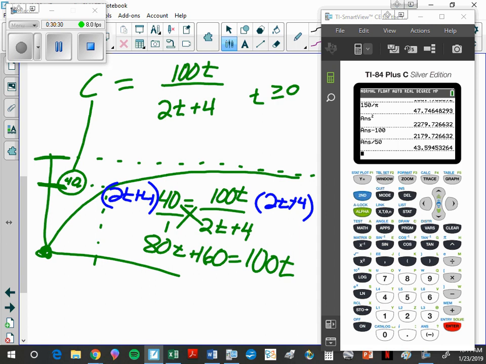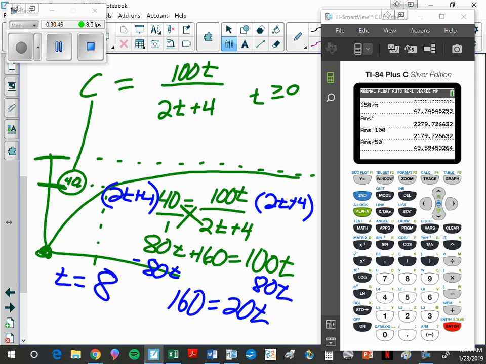Okay, yeah, that works. All right, so I need to subtract 80t, and I get 160 equals 20t, divide by 20, and I get t equals 8. What does that mean? What is our t in? Hours. So after 8 hours, we will reach 40.